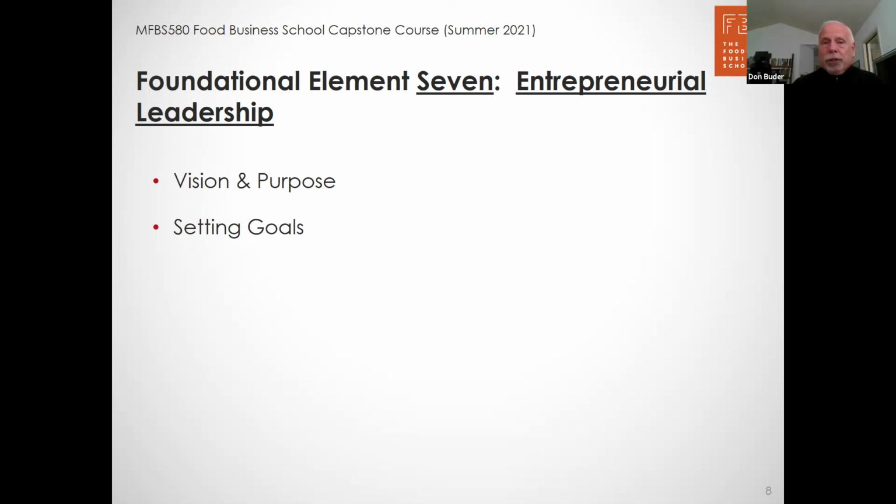Setting goals for yourself, for your company, for your employees. Managing by goals, managing to goals is a critical element of entrepreneurial leadership. And this requires some forward thinking, setting goals with your team and your stakeholders, and making sure that you manage to them, and that everybody has visibility as to how you're progressing to those goals. That's how you build a team.